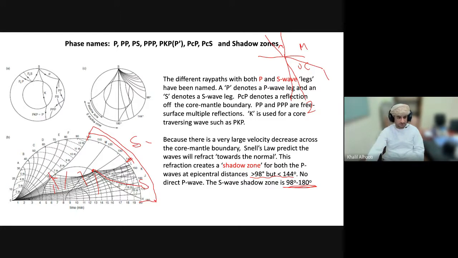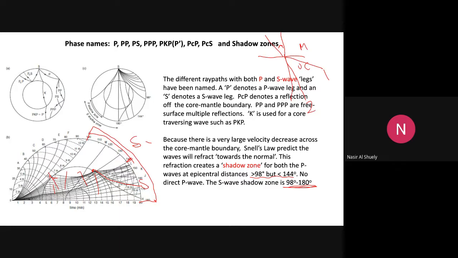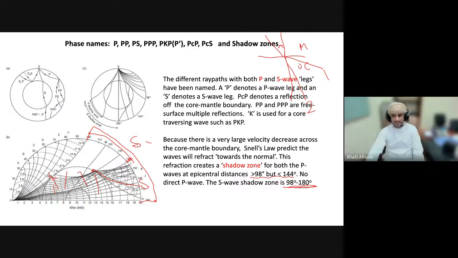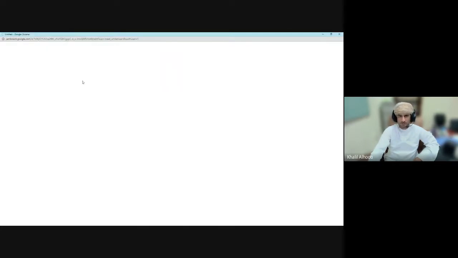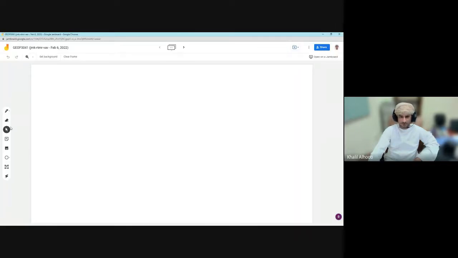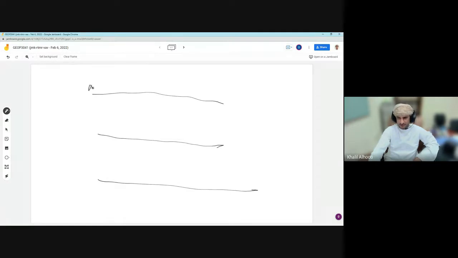Doctor, can you please explain what direct and not direct mean? Yes, I will explain once more what a direct is. Maybe I need to create a whiteboard. Hopefully you can see what I'm sharing with you. Let's assume that this is the Earth surface. This is a source, and this is a receiver somewhere here.